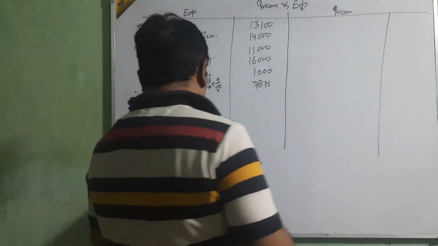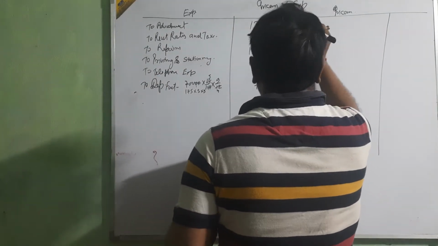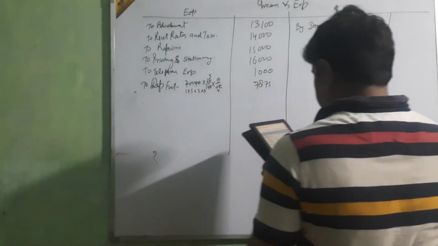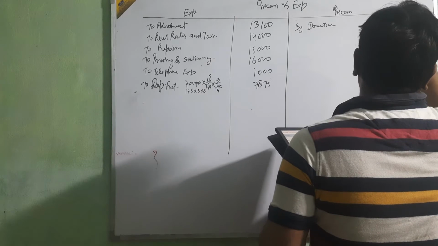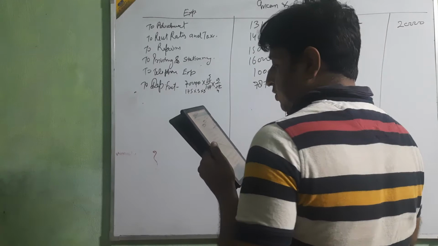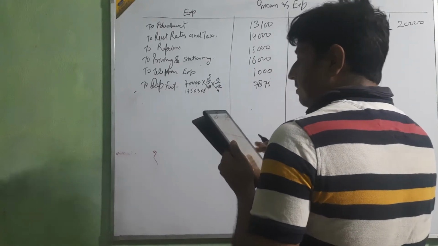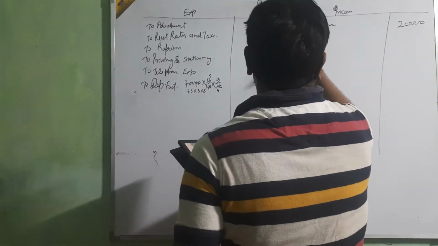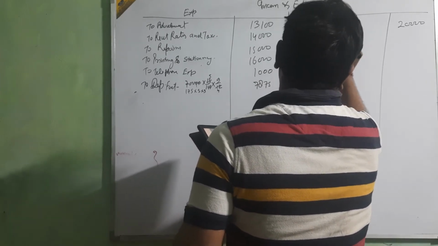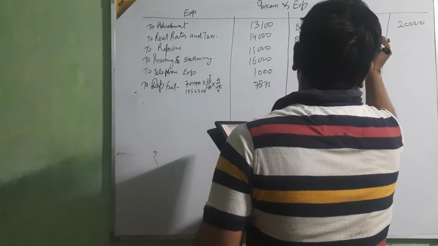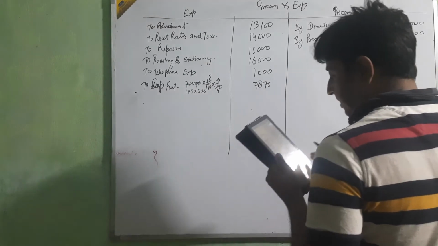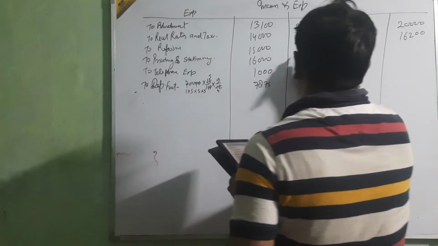And the income side, first is donation. Simple donation is there. Okay, beta, no special donation. Then we are showing it here. If it's a special donation, then we are not going to show it. Proceeds from charity show. No charity fund is given, so we are going to show this. That amount is 16,200. Okay, beta.